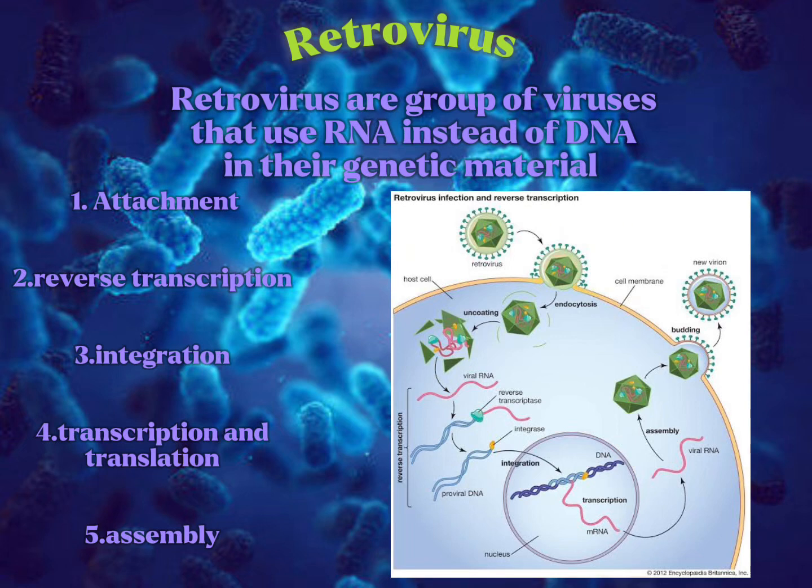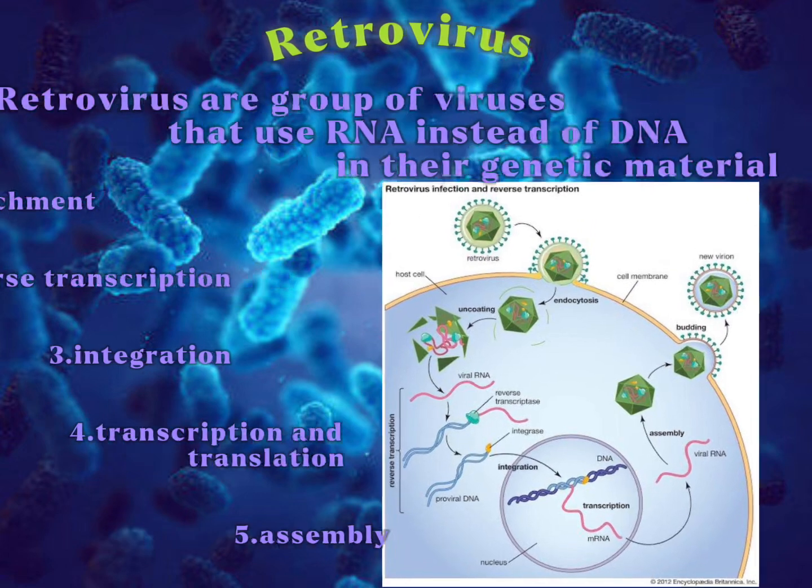Number 3 is the integration. It is when the viral DNA enters the nucleus and integrates into the host genome. Number 4 is the transcription and translation. It is when the host cell unknowingly transcribes viral DNA into RNA, which is used to make viral proteins and new copies of viral RNA. And the last step is the assembly. They are assembled inside the cell.